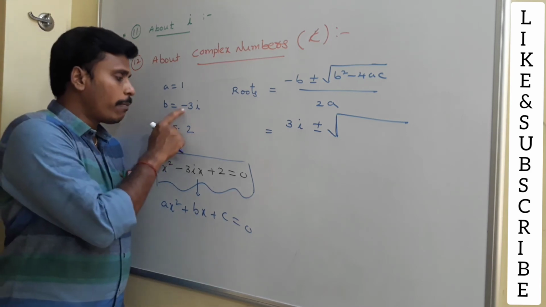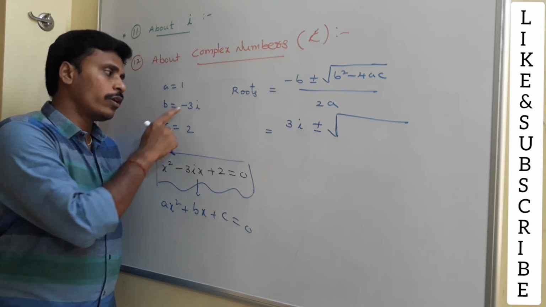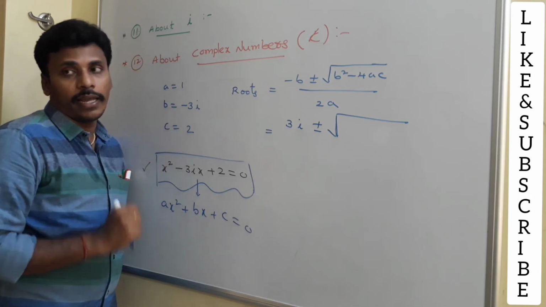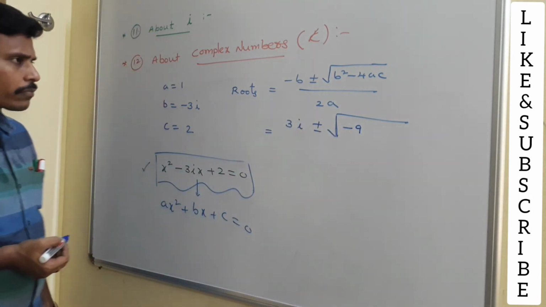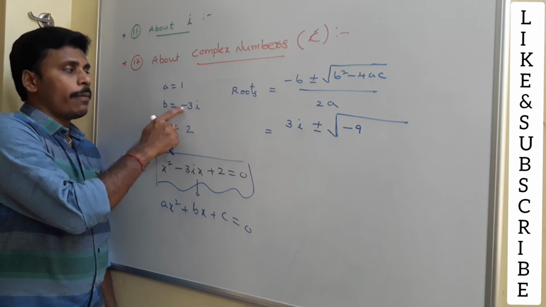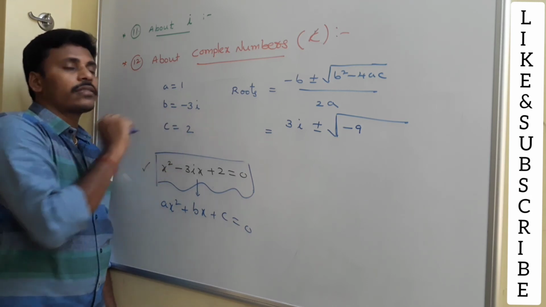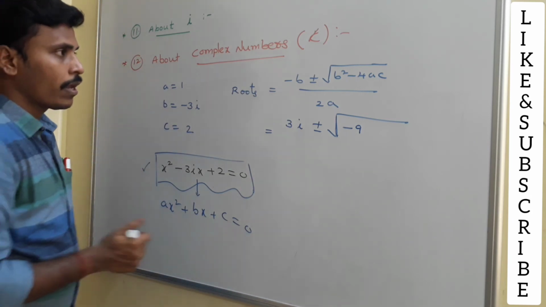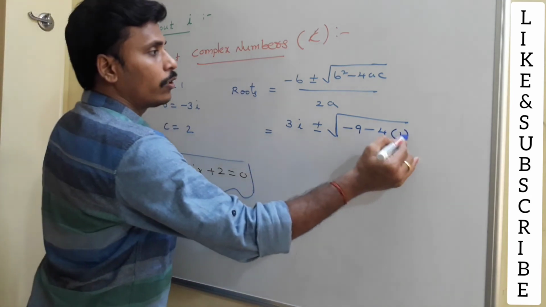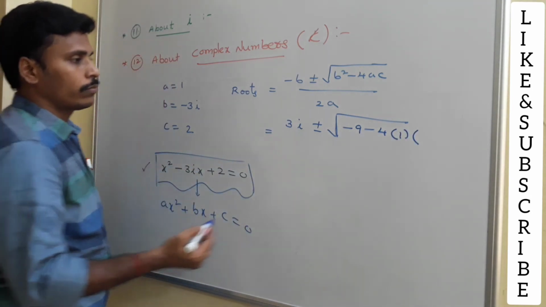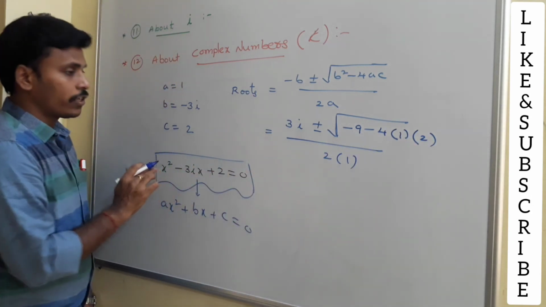If you think, see, minus 3i, we are squaring. Minus squared is positive, 9. i² is minus 1. And at the end, b² is minus 9. Is it right? Once again, think about it. Minus squared is plus, 3² is 9, i² is minus 1, so minus 9. And then minus 4 into, a is what? 1, into, and c is what? 2. Divided by 2 into the x² coefficient, which is 1.